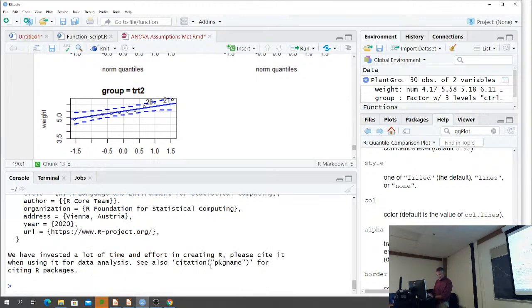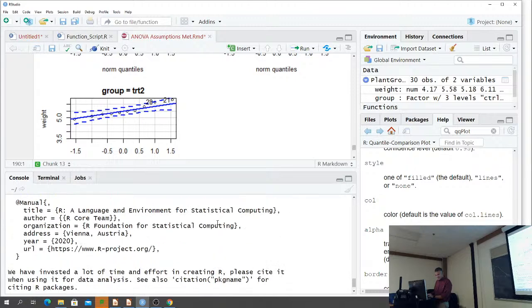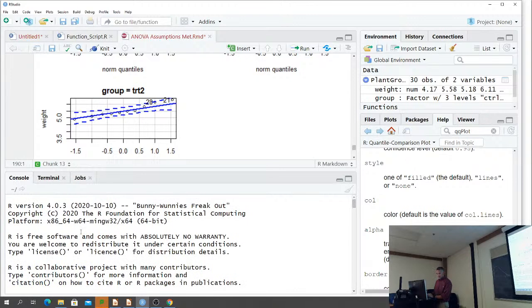Citation. No, citation just gives the citation. Yeah, it's at the top of the console. You're right, that's normally what I get. I get 4.0.3. Is that what yours is? And it's funny when you freak out.